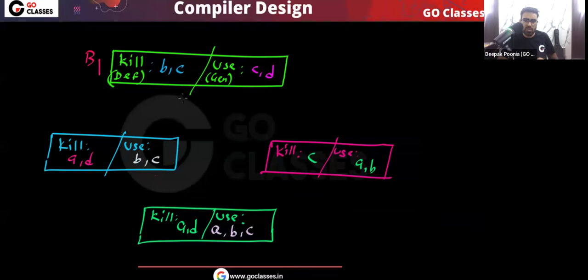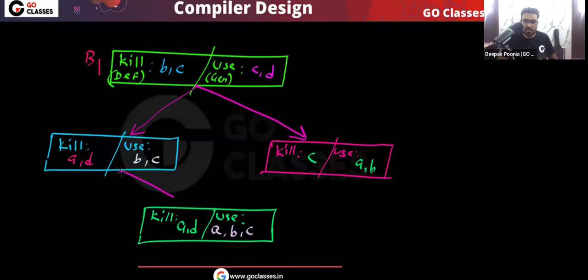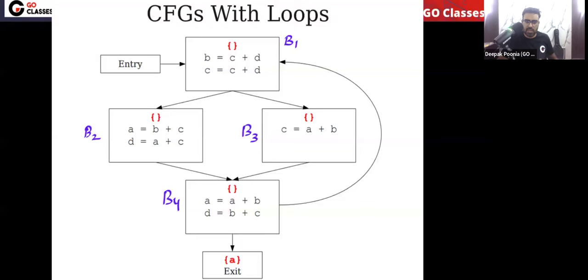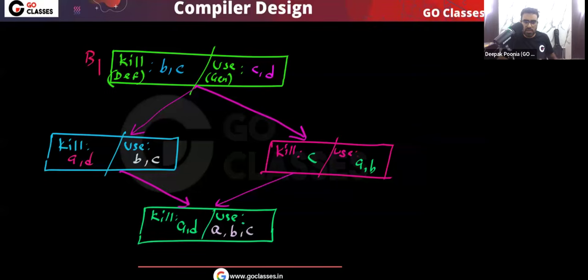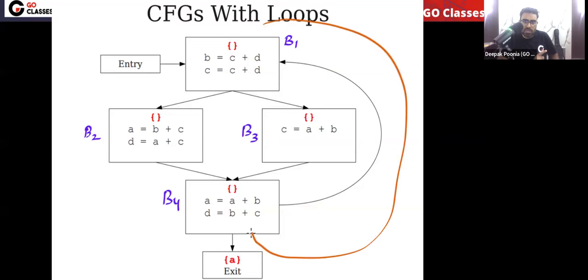Now let's make the arrows. You can see these are the arrows, or I can say these are the edges. And there is one more edge from B4 to B1. Now, one more thing I want to tell you. Here you can see from B4 to B1, this edge is there. But I always recommend that you make the edge from the end to the beginning, something like this. Are you getting my point?